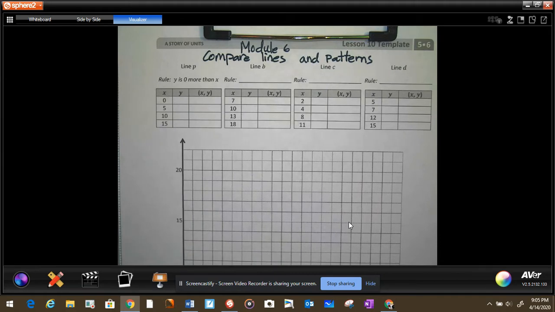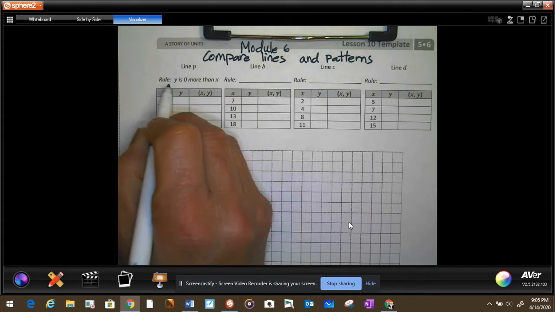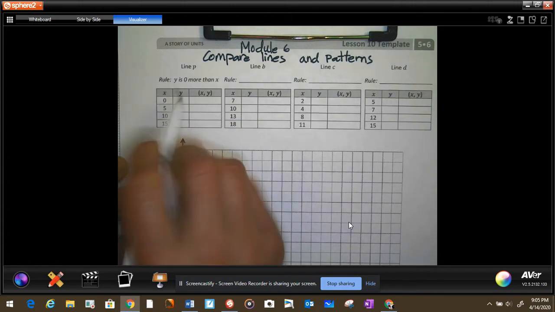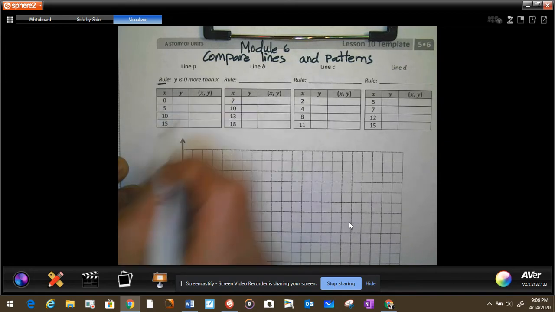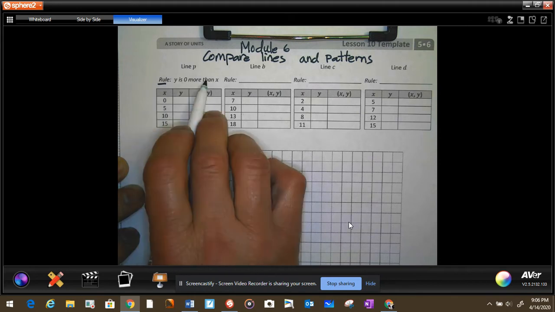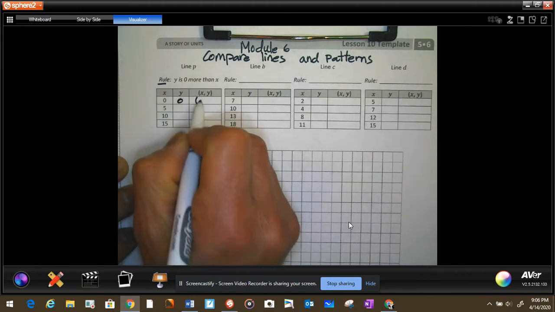We're going to look at comparing lines and patterns generated by addition rules and subtraction rules. So we're going to start with an addition rule. For example, let's say that x is 0. The rule is y is 0 more than x. So if x is 0, then 0 more than x will be 0. That's our first pair of coordinates.